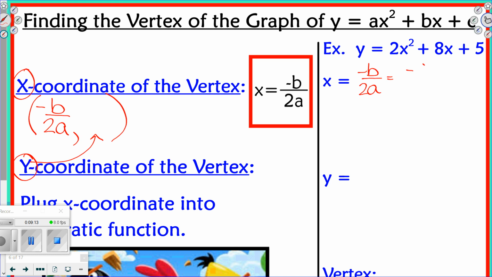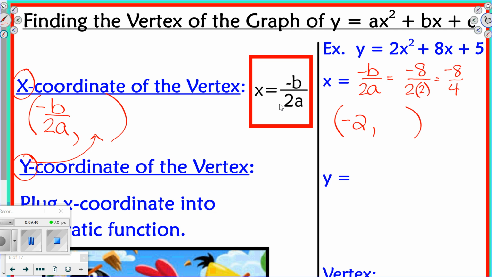It's going to be negative 8 over 2 times my a value, which is 2. So that's negative 8 over 4, which is... there was a big pause there, guys. Hard math today, negative 8 divided by 4. That found me my x-coordinate, okay? And then to find the y, we're just plugging it back in.